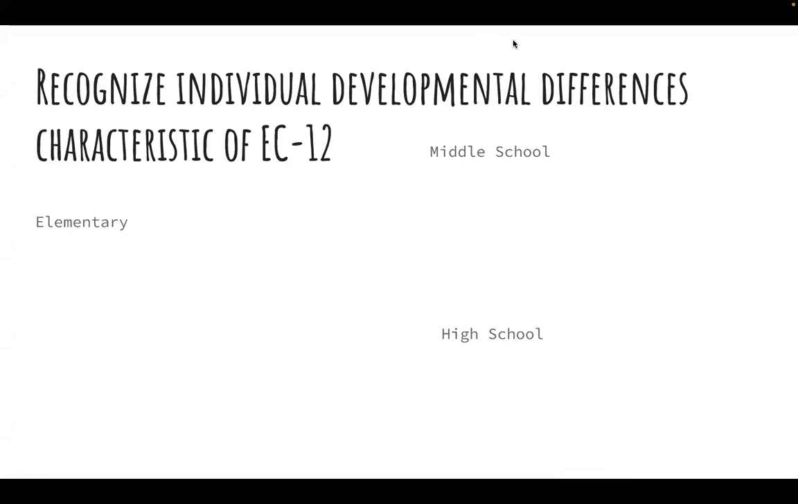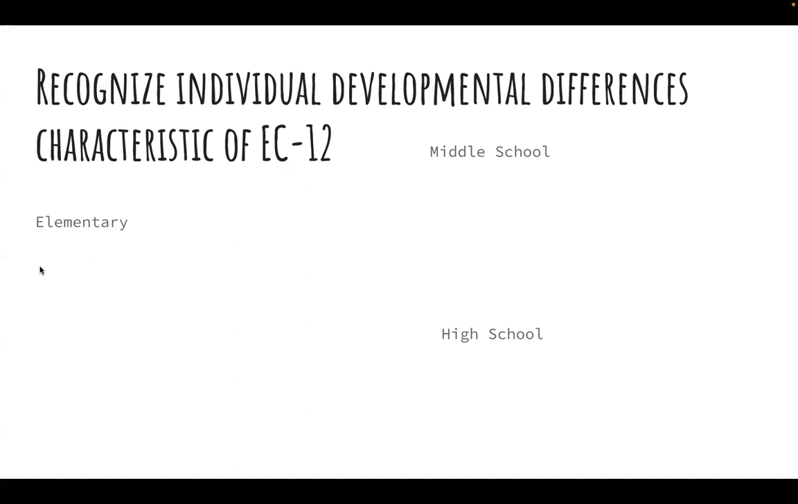Okay, so I left this here and I want you guys to unmute yourselves. The state demands we are interactive, that we engage with each other. They really do, just like the way they demand that teachers force students to work together. So it is our job to recognize individual developmental differences that are characteristic of EC through 12 and how that might impact planning and structuring of instruction.